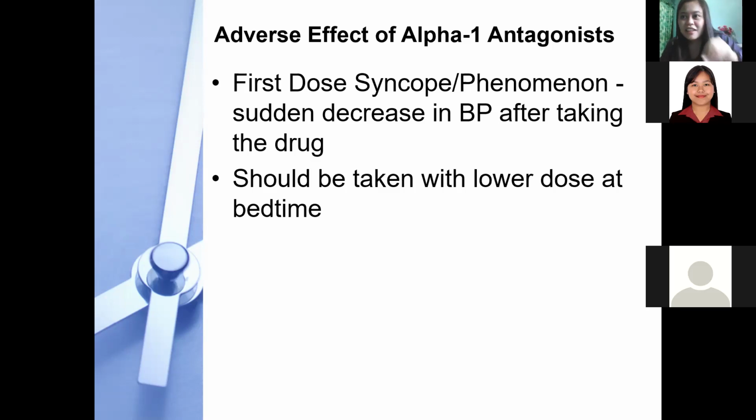But if you cannot see a score on the tablet, you should not split it, because it cannot be done. Its active ingredient is not uniformly distributed. So for this one, it can be split on the first dose so the body can adjust to the drop in blood pressure. And then another one, number 2, this should be given at bedtime, so that the patient will be going to sleep and will not experience dizziness and fainting.